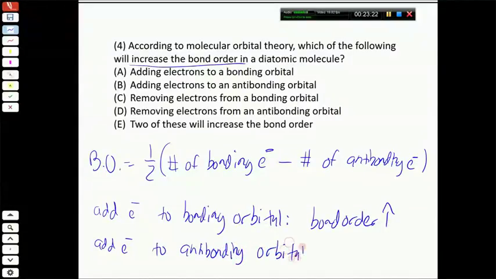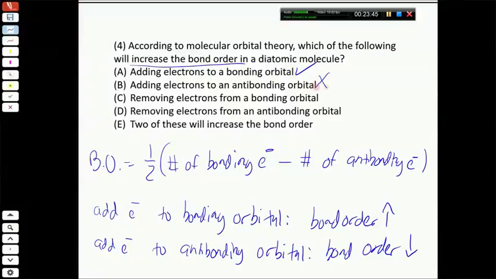And the opposite is true if we take electrons away. So if we remove electrons from a bonding orbital, the bond order will go down. If we remove electrons from an anti-bonding orbital, the bond order will go up. So these two statements and their opposites are all true. And so if we're looking to increase the bond order, we can add electrons to a bonding orbital.